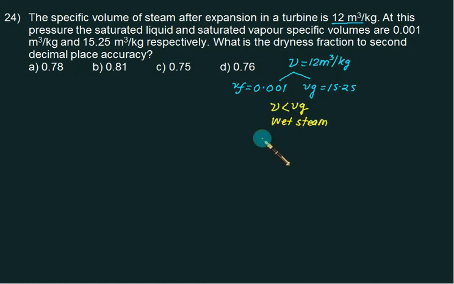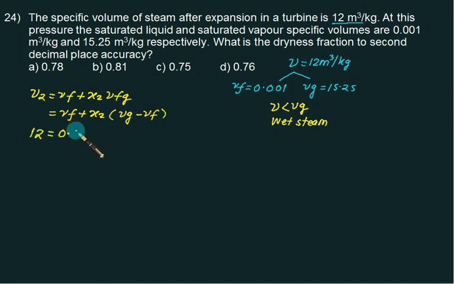Since we are confirmed that this is a wet steam, we can write the formula for wet steam as V is equal to Vf plus x into Vg minus Vf, or Vfg only. So it is Vf plus x2 into Vg minus Vf. V2 is 12, Vf is 0.001, x Vg is equal to 15.25 minus 0.001. You can solve this for x2. So we'll get x2 equals to 0.78. That is, choice A is the correct choice.